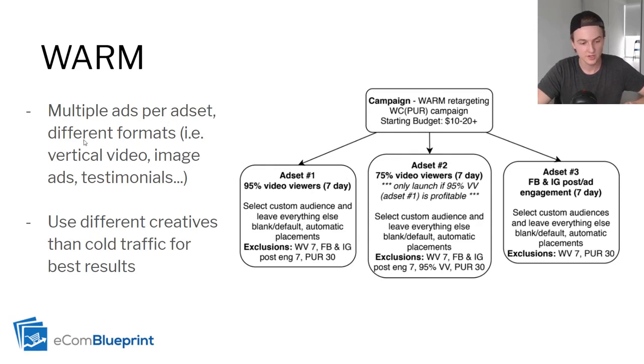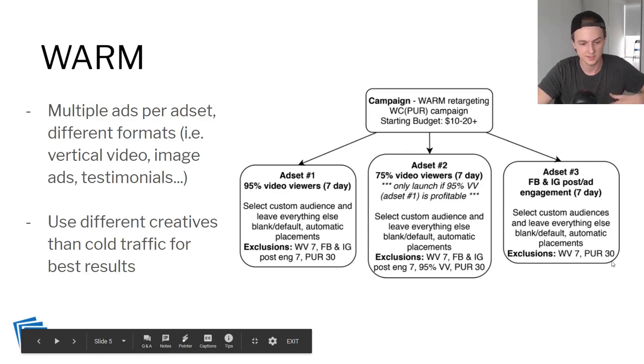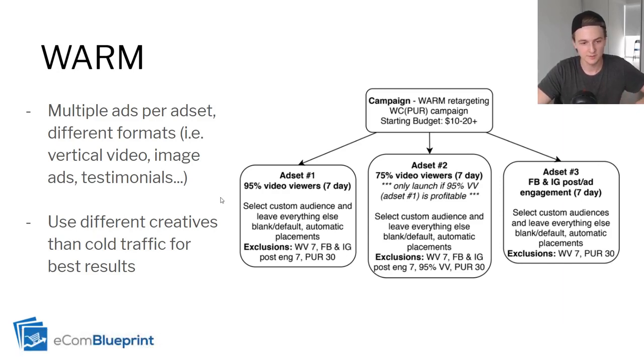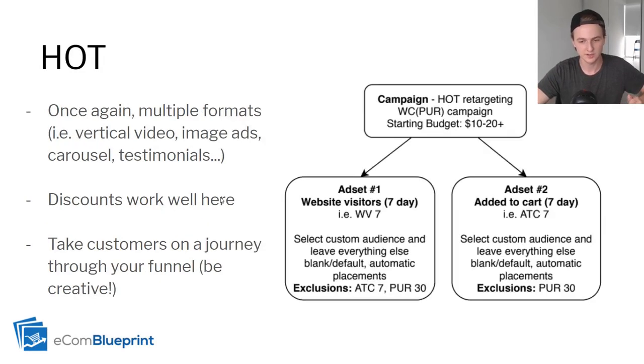And so I wrote here, use different formats. For example, vertical videos, image ads, carousel ads, testimonials. You can test all of these different formats for retargeting to see what works after they've already seen your cold traffic ad. What's the next logical step? What's the next logical ad that they should see? The only way that you're going to find that out is by testing a lot of different things and seeing what works best. And so that's how you set up warm retargeting. I hope that makes sense. And I'm going to move on to hot retargeting now.